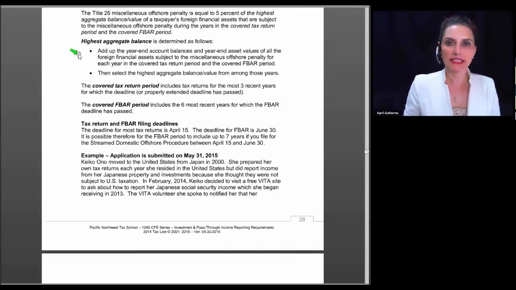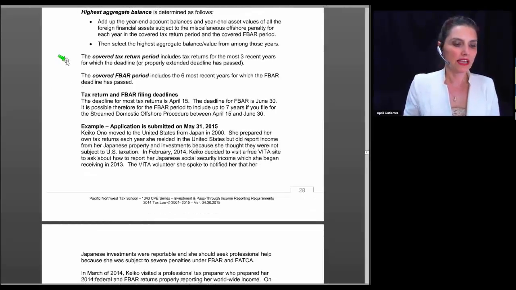Highest aggregate balance is determined as follows. Add up the year-end account balances and year-end asset values of all the foreign financial assets that are subject to the miscellaneous offshore penalty for each year in the covered tax return period and the covered FBAR period. Then select the highest aggregate balance value from among those years. The covered tax return period includes tax returns for the most recent 3 years for which the deadline or properly extended deadline has passed. And the covered FBAR period includes the 6 most recent years for which the FBAR deadline has passed.